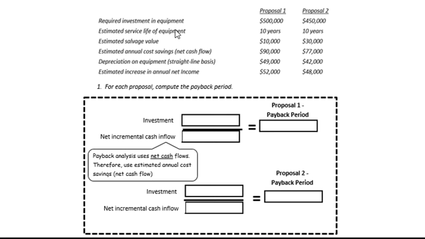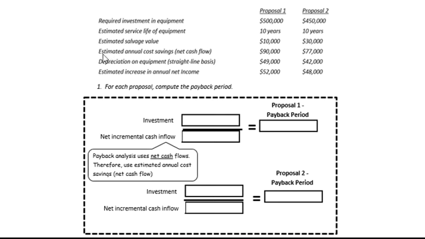Estimated service life of the equipment, in this case it's 10 years for proposal 1 and 2, and we're not really going to have to use that. That will not be pertinent information. The estimated salvage value of $10,000 and $30,000 respectively for proposal 1 and proposal 2, since we're talking about simply net incremental cash inflows versus our total investments, we do not need the estimated salvage value.